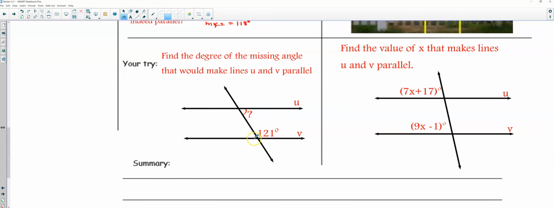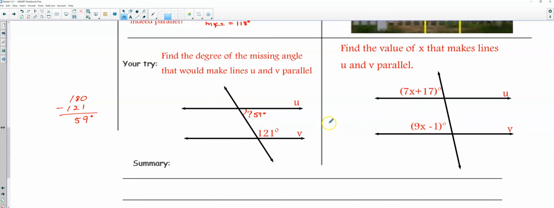Remember, these two right here are consecutive interior angles, therefore they must be supplementary. So all you have to do is subtract 121 from 180. So we have 180 minus 121. 10 minus 1, that's 9. And 7 minus 2, that would be 5. So the answer for this one would be 59 degrees, right? 59 degrees. Now try the next one.